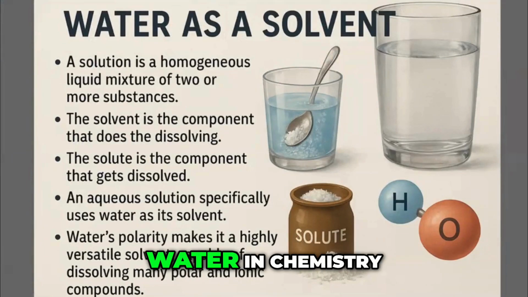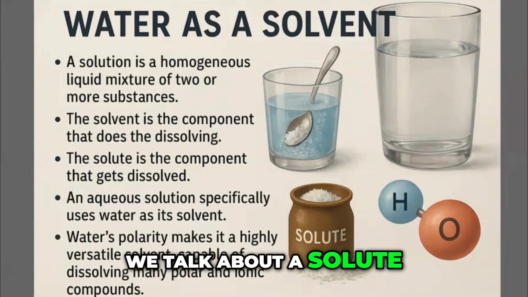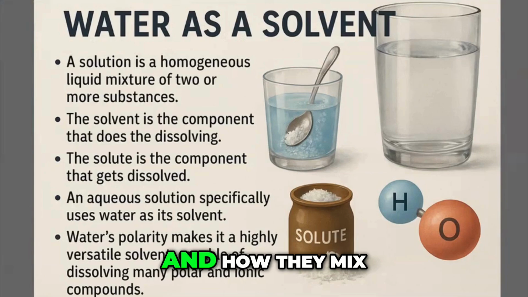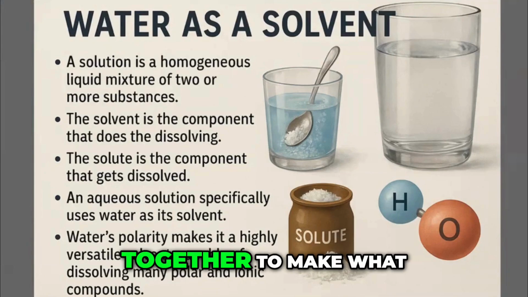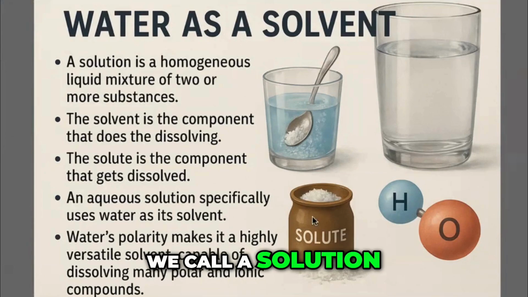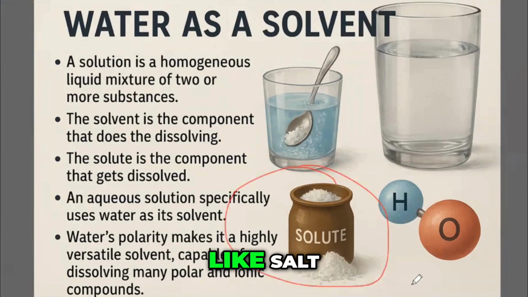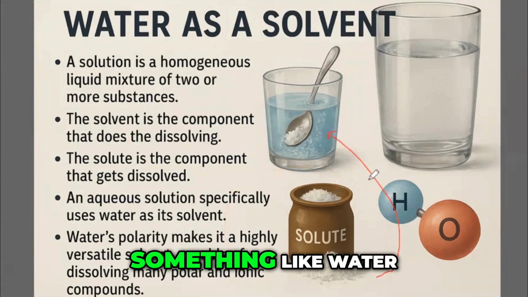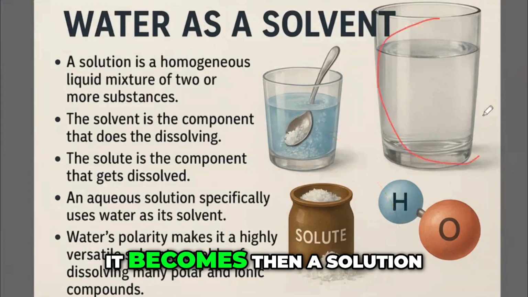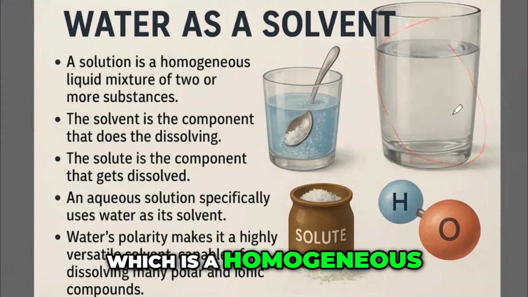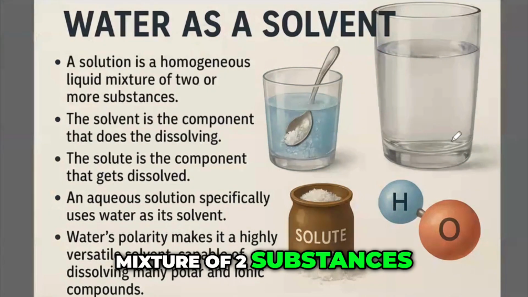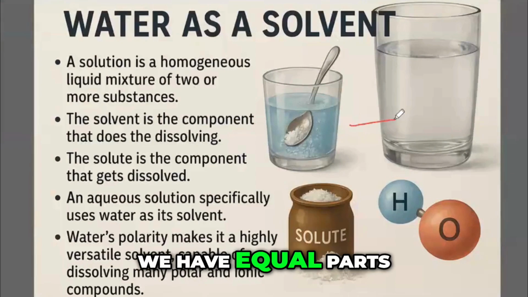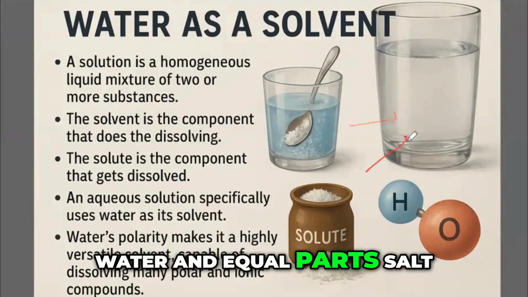If you remember water in chemistry, we talk about a solute, a solvent, and how they mix together to make what we call a solution. So a solute is something like salt, and let's say that you pour it into something like water. It then becomes a solution, which is a homogeneous mixture of two substances. In this case, we have equal parts water and equal parts salt.